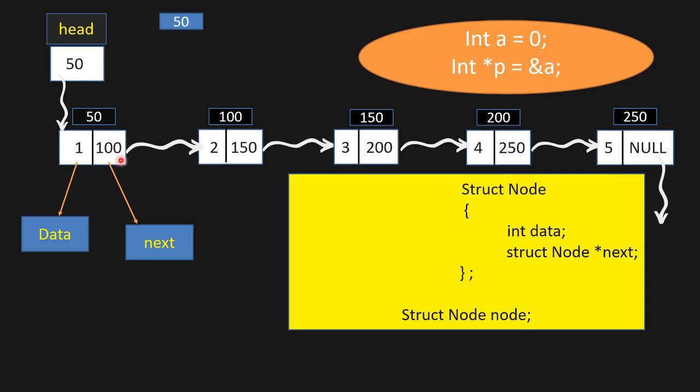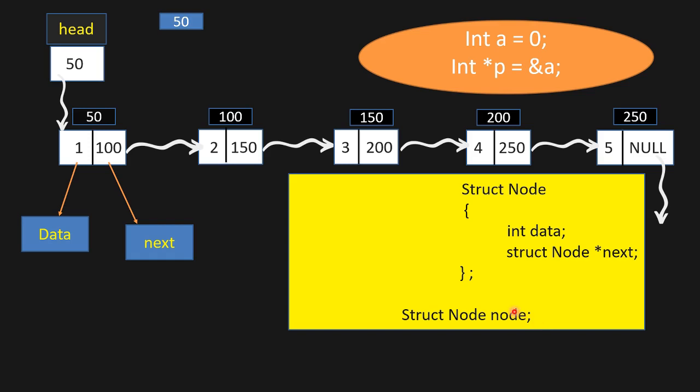Similarly, in this case it is also storing the address of a node. The node is of data type struct node, hence the pointer will be of type struct node star. Do note that here it should be a capital S, not a small s.